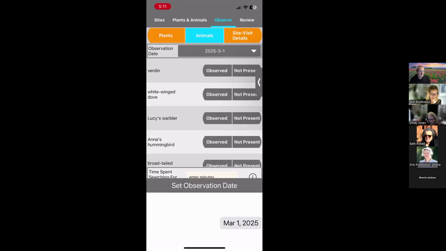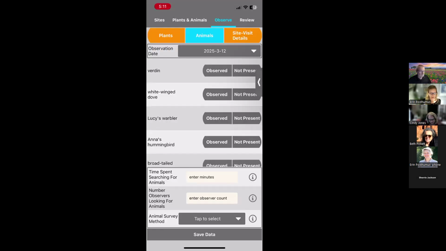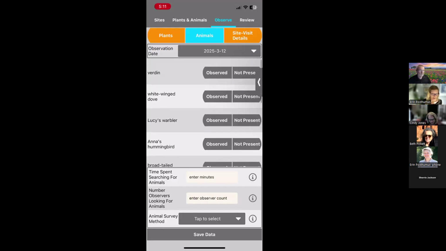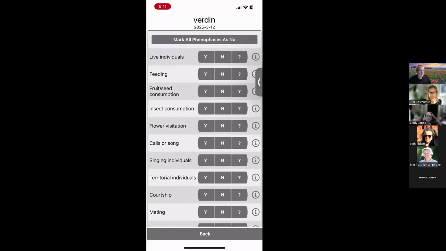I went back to 3.1 because I was just looking at that. I'm going to go back to March 12th, which is the date that I want to look at. I haven't made an observation yet today. So verdin, I actually did see a verdin. And so I would say observe. Then it asks me all the other questions that are on this data sheet, and there are quite a few for the animal. You don't have to report all of them. You can always skip some.